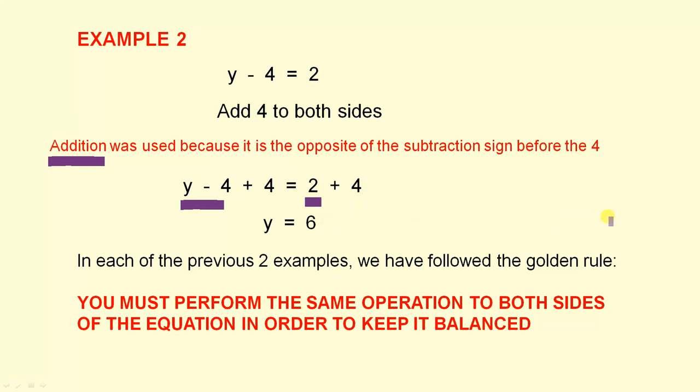In each of the previous two examples, we have followed the golden rule. You must perform the same operation to both sides of the equation in order to keep it balanced. So this video has produced two simple examples just to show us the process involved with solving simple equations.